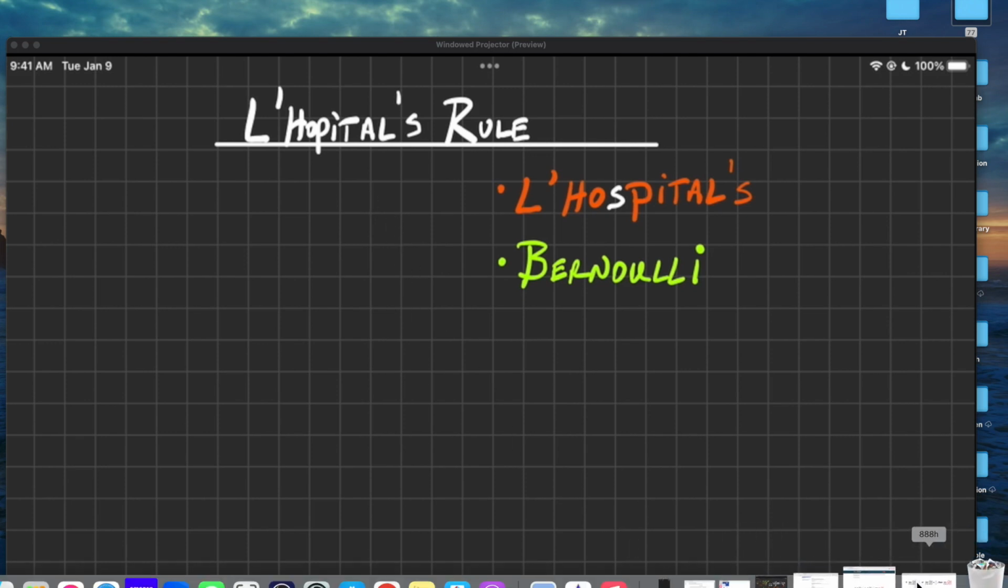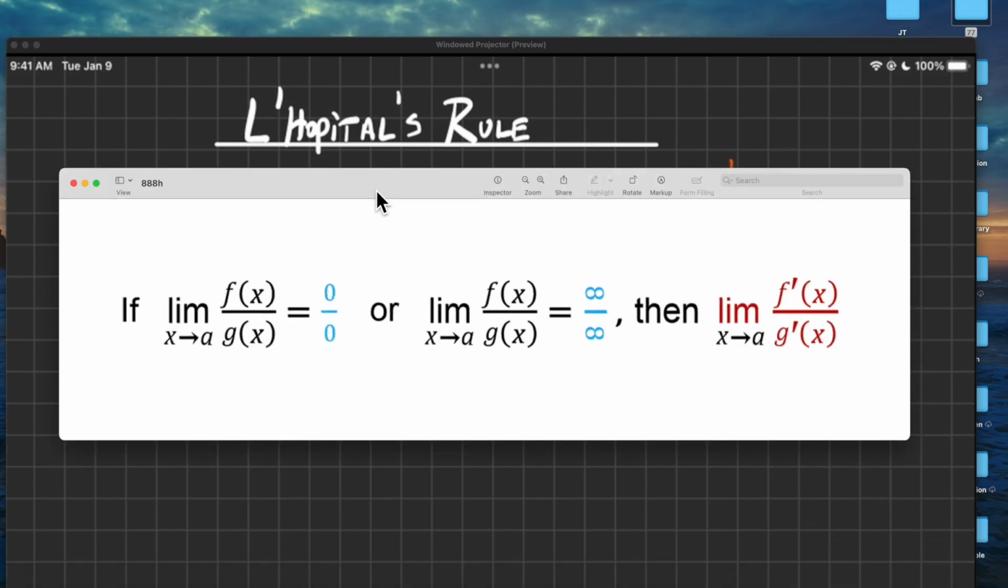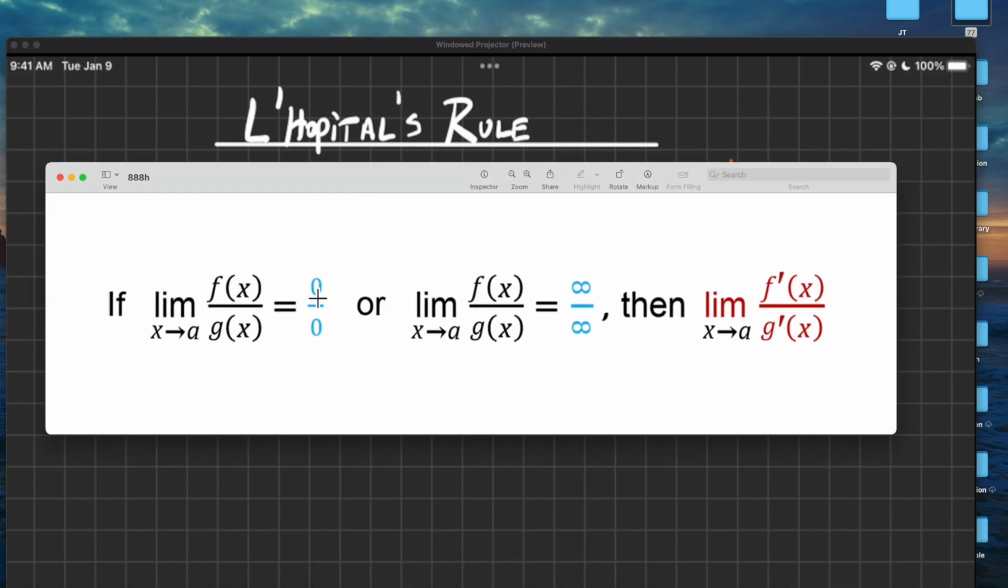But the historical aspects of this are not our concern today. Rather, we're going to talk about how to use it. And folks, this is it in a nutshell. What this shows is if you're taking a limit and you have a function in the numerator and the denominator, and you end up with 0 over 0 or infinity over infinity, then you could simply take the derivative of the numerator and the derivative of the denominator and then reattempt to insert a wherever you see x.